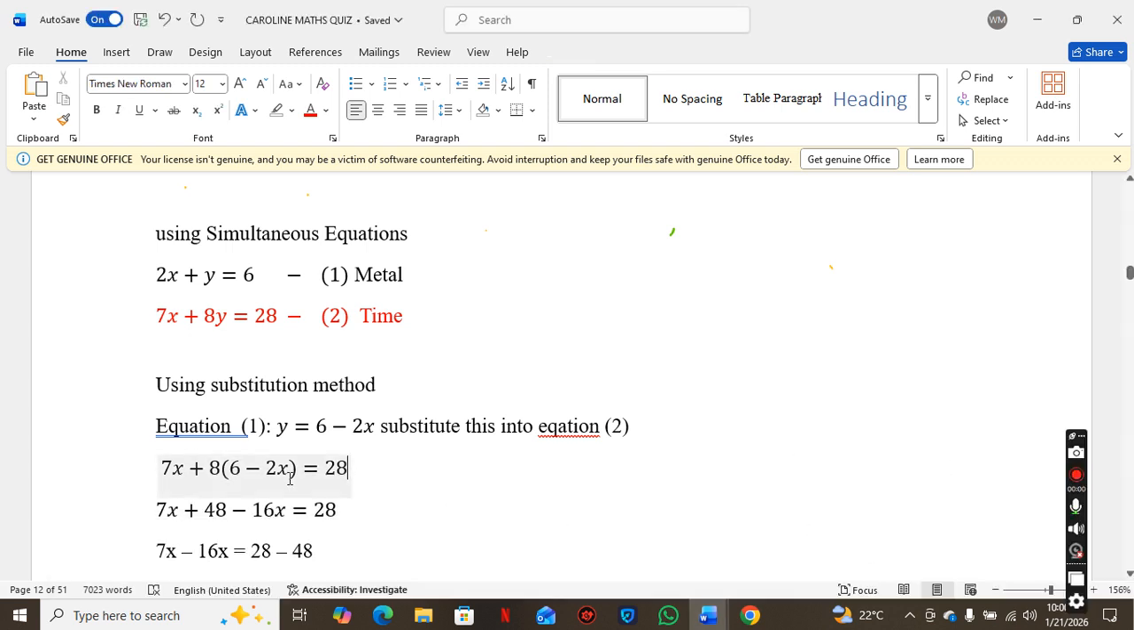So you multiply 8 times 6, that is 48. 8 times negative 2, that's negative 16x.